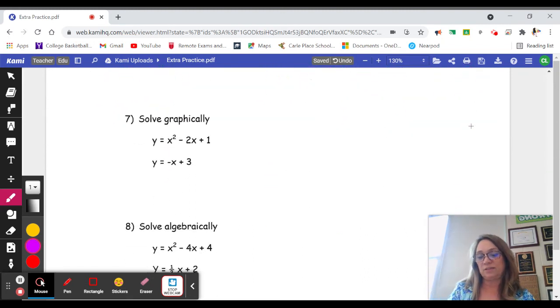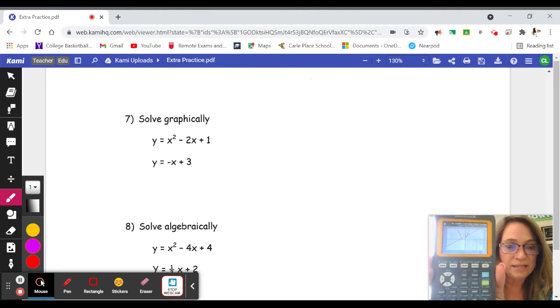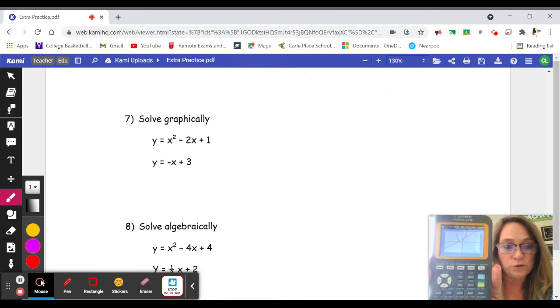All right, solve graphically. So I'm going to go to the graph again. Y equals x squared, subtract 2x, add 1. And I'm also going to type negative x plus 3, graph. Okay. You can clearly see that it's intersecting in 2 points, 2 places. Okay? So you're looking for those 2 points.